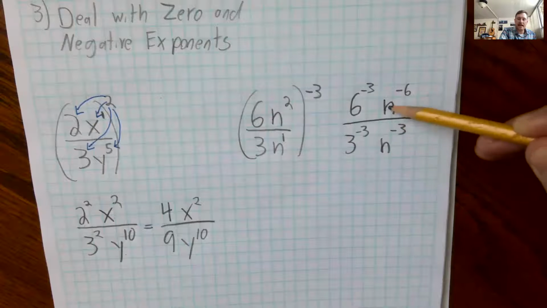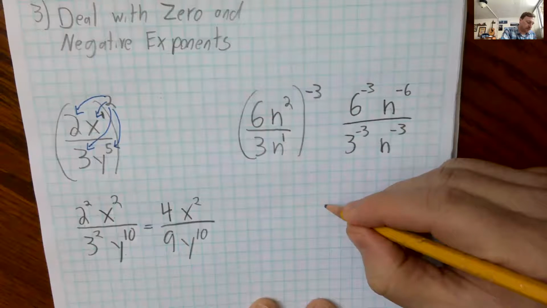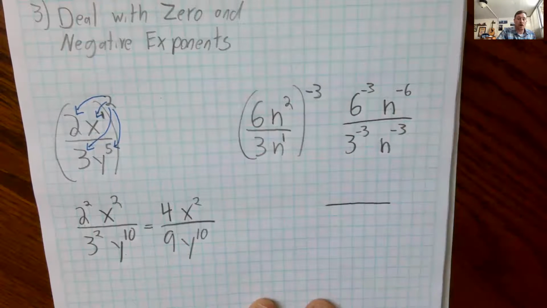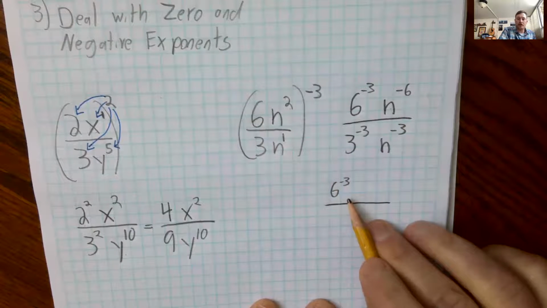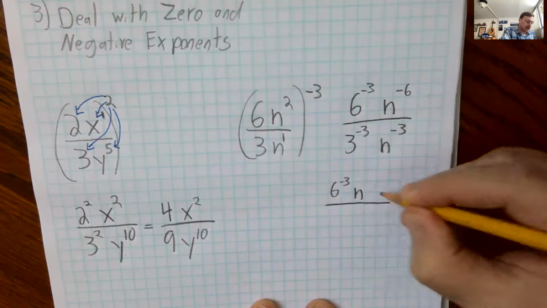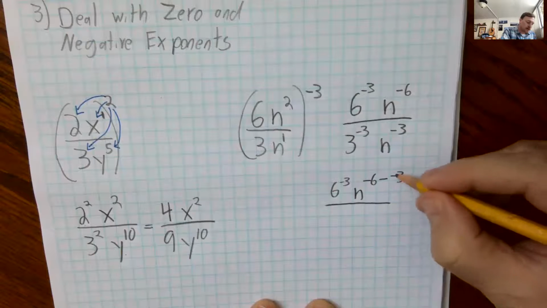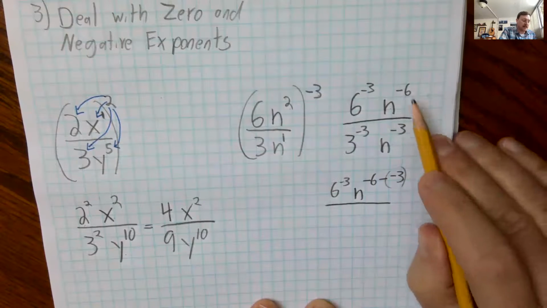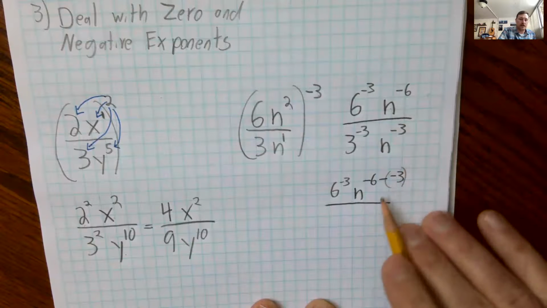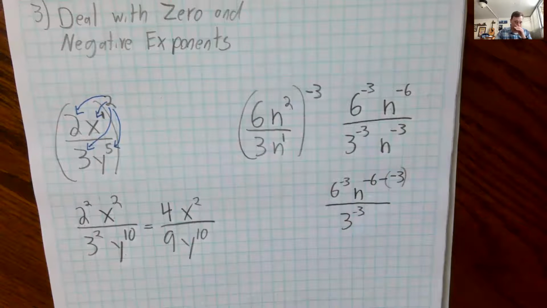Okay, let's see if we can multiply or divide. I see that my n's have the same base here, so I can simplify these exponents by subtracting. So this is going to become, this is where you got to keep track of your numerator and denominator. So 6 to the -3, nothing's going to happen here. N is going to turn into -6 minus -3. So again, that's my rule when I'm dividing exponents. I just subtract. I took the -6 and I subtracted from a -3. We're going to clean this up in a moment. And let's just do the other term, 3 to -3 power.